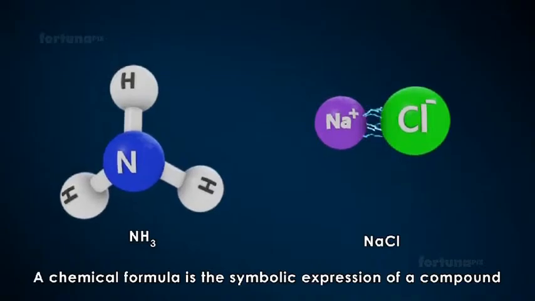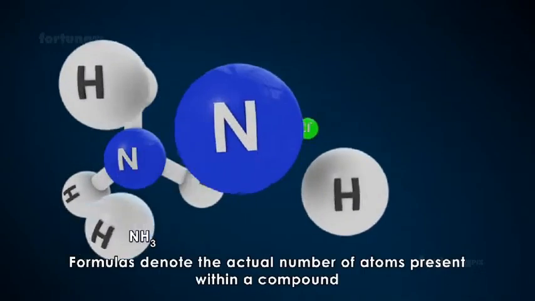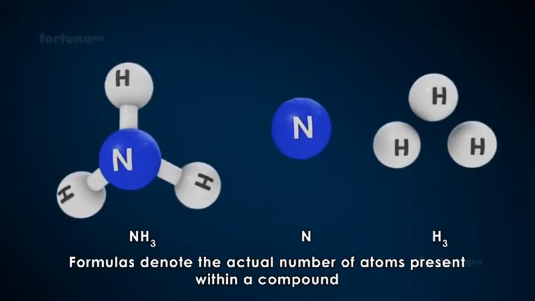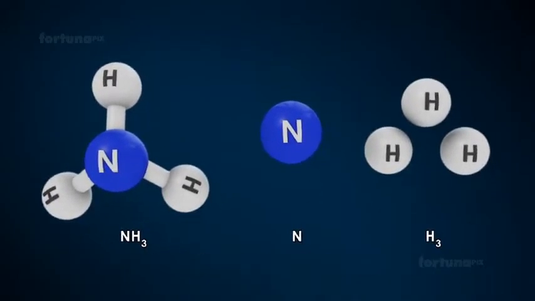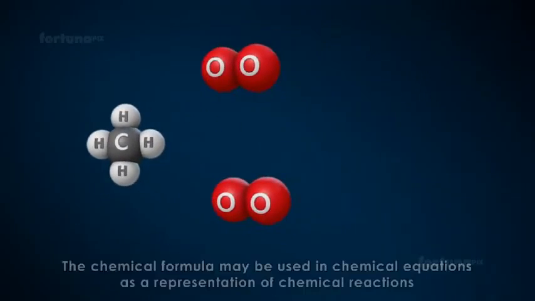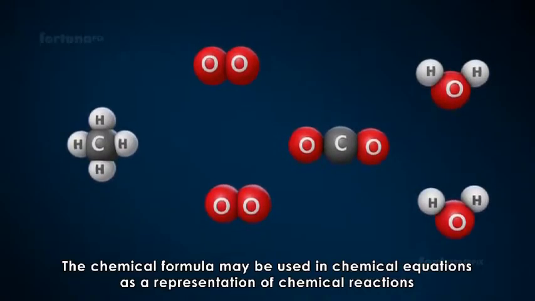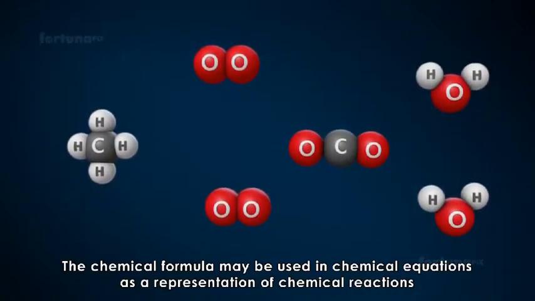A chemical formula is the symbolic expression of a compound. Formulas denote the actual number of atoms present within a compound. The chemical formula may be used in chemical equations as a representation of chemical reactions.